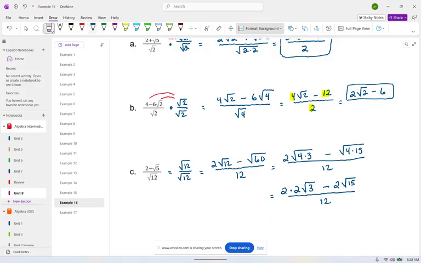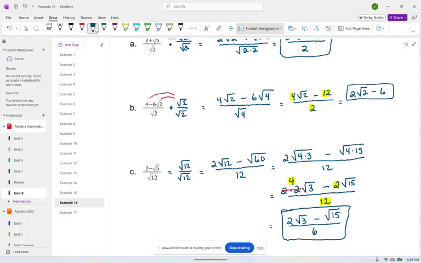This 2 times 2, we can rewrite as 4. And we notice that 4, 2, and 12 are all divisible by 2. So we're going to divide them all by 2. So we have 2 square root of 3 minus 2 divided by 2 is 1. So we just have square root of 15 all over 12 divided by 2, which is 6.